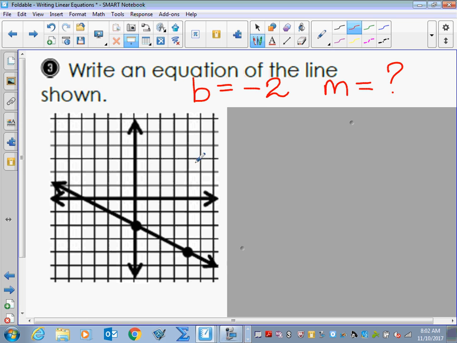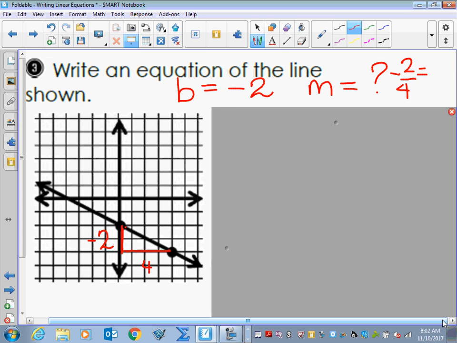So if we're looking at a graph, we can use rise over run to find the slope. So I'm going to count at the bottom for the run. 1, 2, 3, 4. The rise is -2. So -2 over 4 reduced to negative what? -1/2.